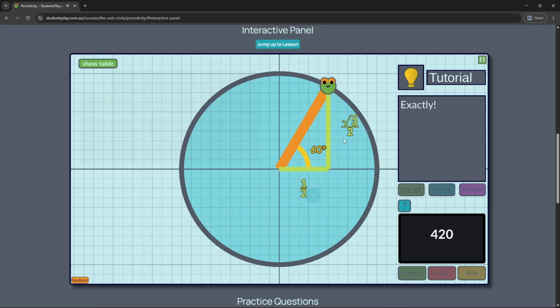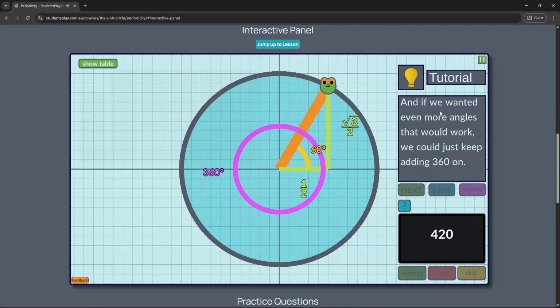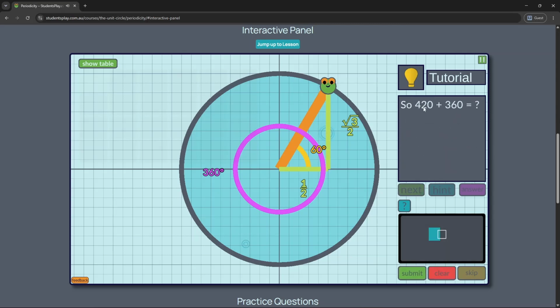So we go all the way around. Okay, so we're here and we just go around 360. We get straight back to there, but now we have a higher angle. And if we wanted even more angles, that would work. We could just keep adding 360 on. So 420 plus 360, 780.